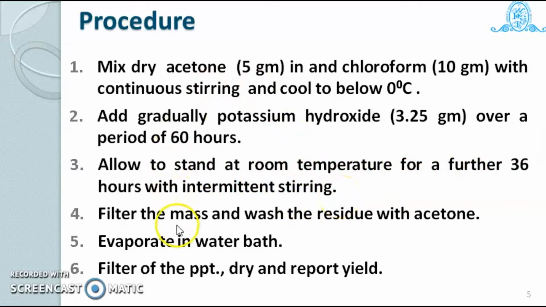Then whatever mass we obtain, we have to filter and wash that residue with acetone, and evaporate the acetone in a water bath. Then we will get our product, that is chlorobutanol. Then filter off the precipitate, dry it and report the yield of the practical. So students, let us see the actual practical, how we have to perform it in the laboratory.